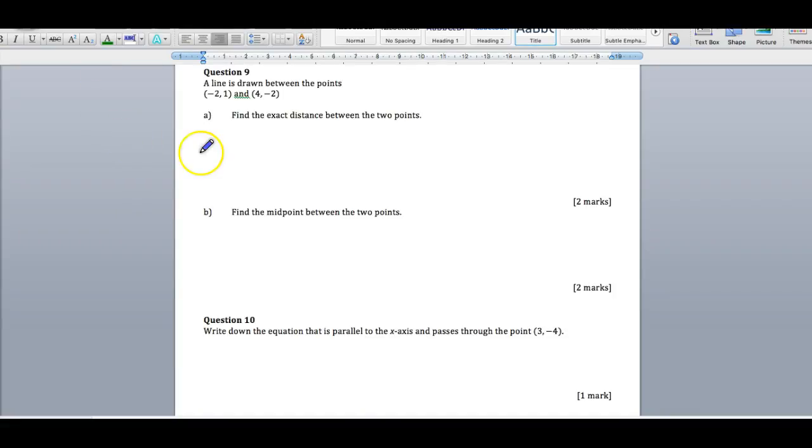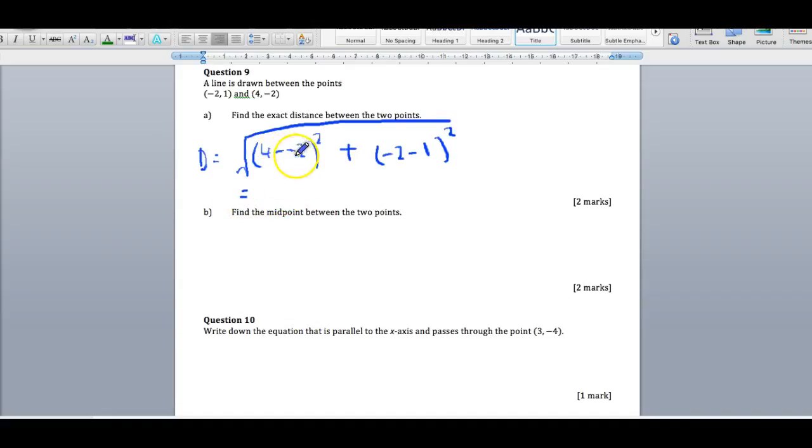All right, a line is drawn between the points. Find the exact distance between the 2 points. I'm not going to write down the formula because I don't have all night and you're probably getting sick of me talking. So the difference in our x's, so (4 minus -2) squared. And then the difference in our y's. Make sure you keep the order correct. It doesn't matter which one you do first as long as you're consistent. And then we take the square root of that. Then I should really have distance.